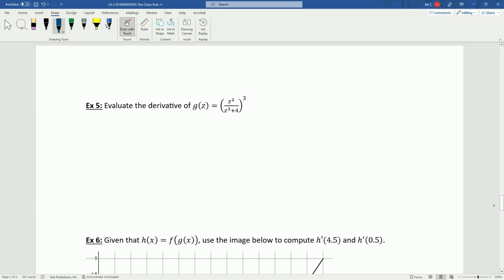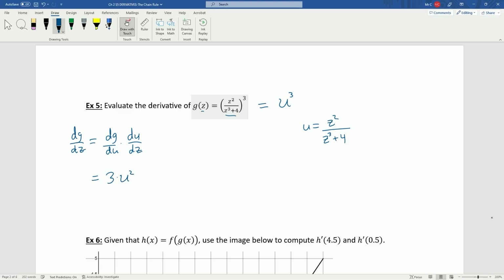Okay, so here we have a similar idea. Inside our function is a quotient. So when we rewrite this as u cubed, we see that u is z squared over z cubed plus 4. So I want the derivative of g with respect to z here. So that's dg du times du dz. When I go to apply this, dg du is easy. That's 3u squared.